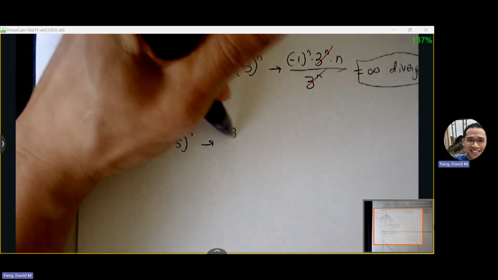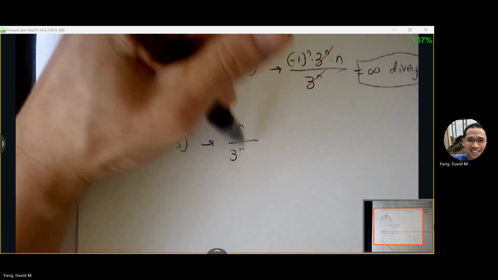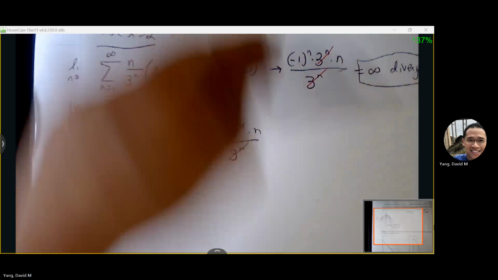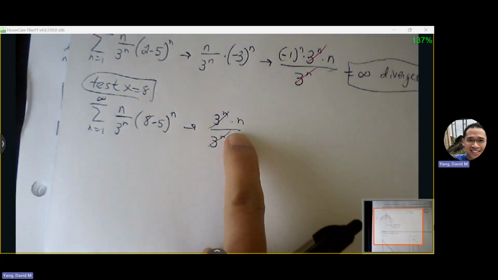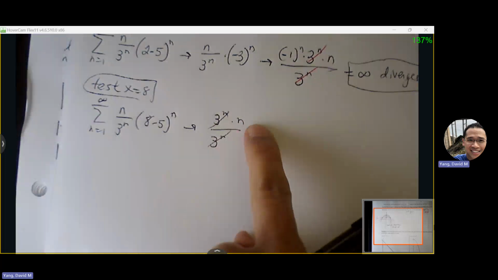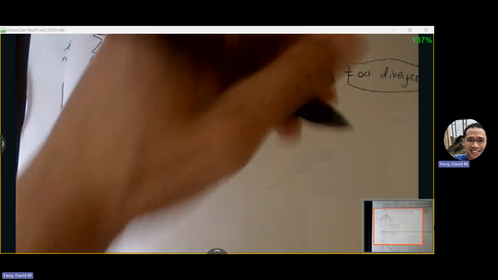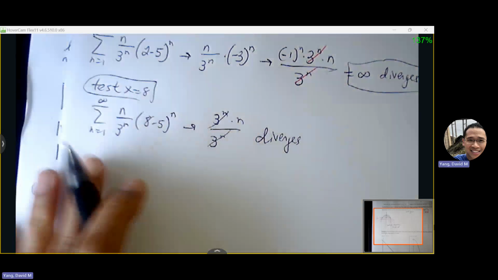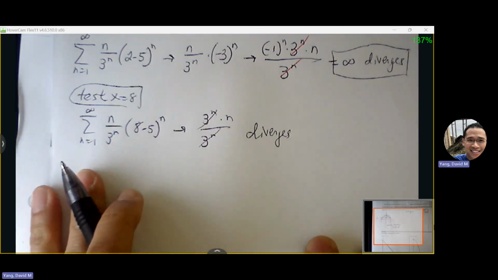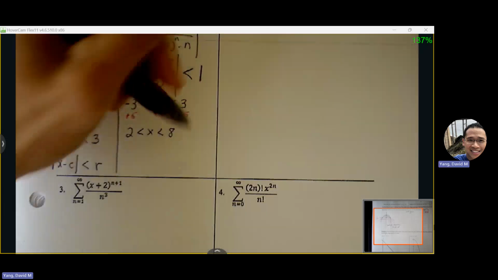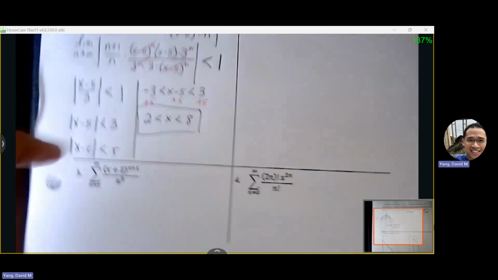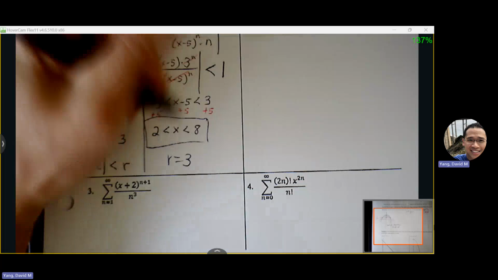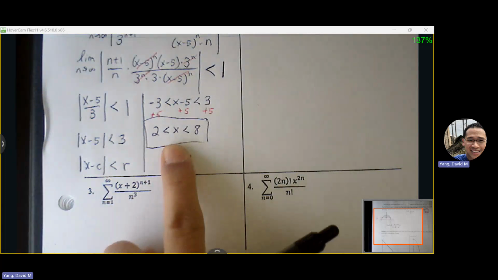This will give me 3 to the n. The 3 to the n cancels out, I'm just left with n. So if I approach infinity, this will also fail the nth term test. This also diverges. So we would not include either of the endpoints. Both endpoints diverge, so our radius is going to be 3, and our interval of convergence is just between 2 and 8.